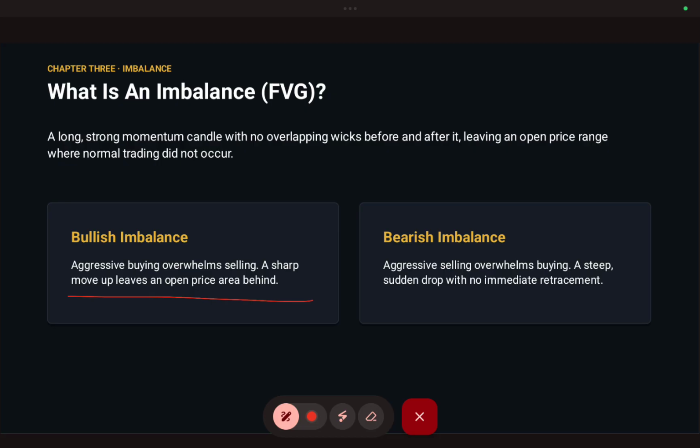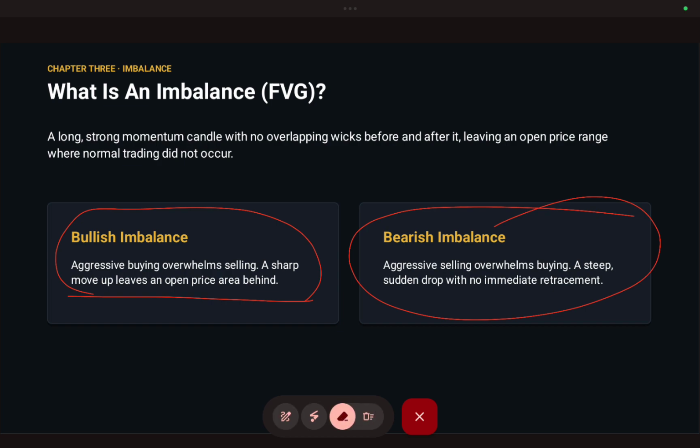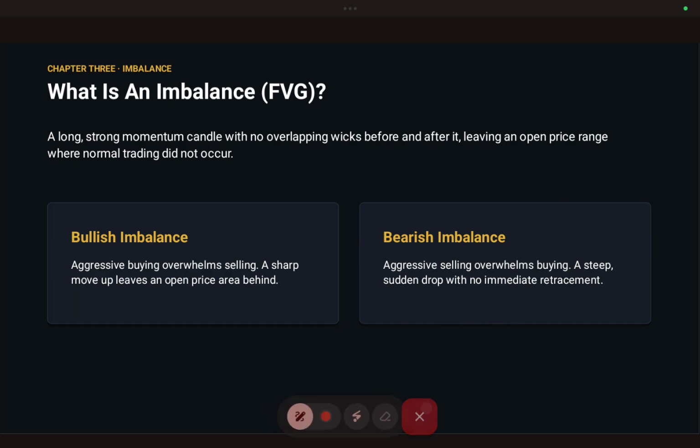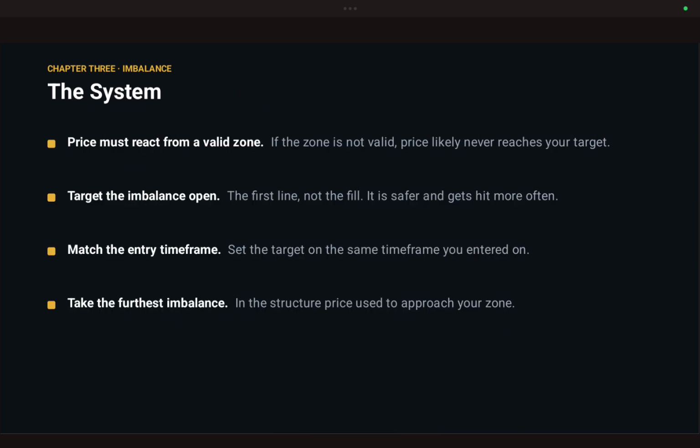Bullish imbalance here says aggressive buying overwhelms selling. A sharp move up leaves an open price behind. Then bearish here, what did he say? Aggressive selling overwhelms buying. A steep sudden drop with no immediate retracement. So all of this, let's take a look at it in the market.